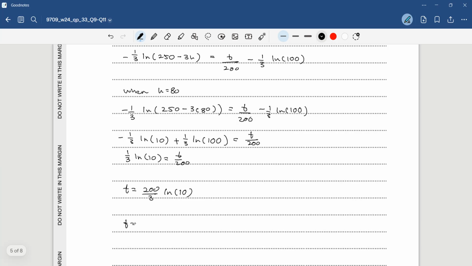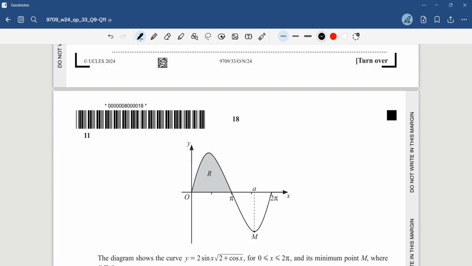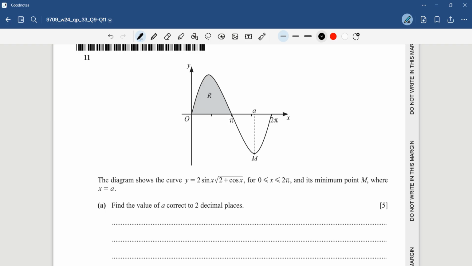So you can practice your calculator, you'll get 153 something. So to two significant figures it is 150. Okay. And the last question. The diagram shows the curve where M is the point where x equals 8. Okay, so find the value of a.